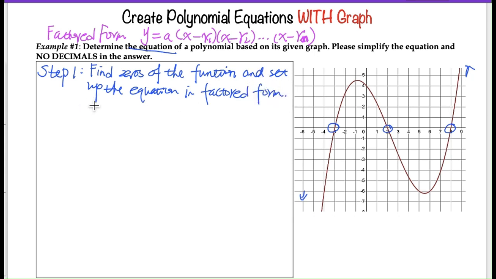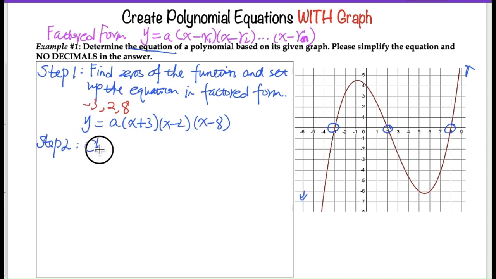As you can see, the zeros are -3, 2, and 8. It's always a good idea to write them out, so when you plug them in, you clearly know what is going on. So it's going to be x plus 3, x minus 2, and x minus 8. Do not forget, when we plug the zeros into the equation, we convert to the opposite sign, because that's the whole point of a zero. When we plug them into the equation, it becomes 0.